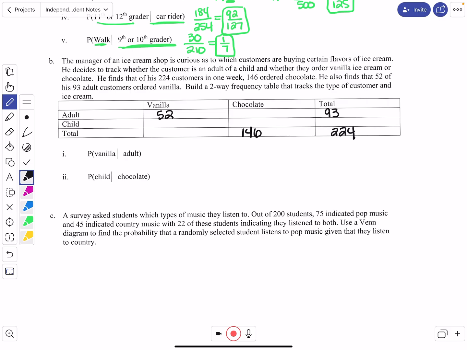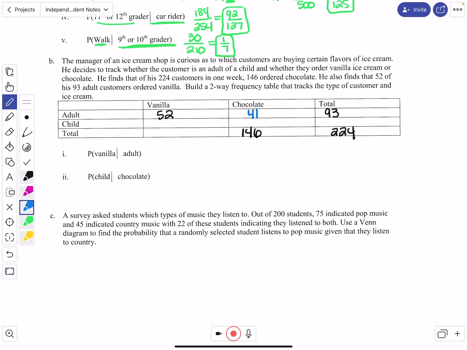Okay, so here's the totals that we have so far. This is what our table gives us. We have to fill in the rest ourselves. So basically we just use addition and subtraction to fill in the rest. For example, if we do 93 minus 52, that gives us 41 for chocolate.